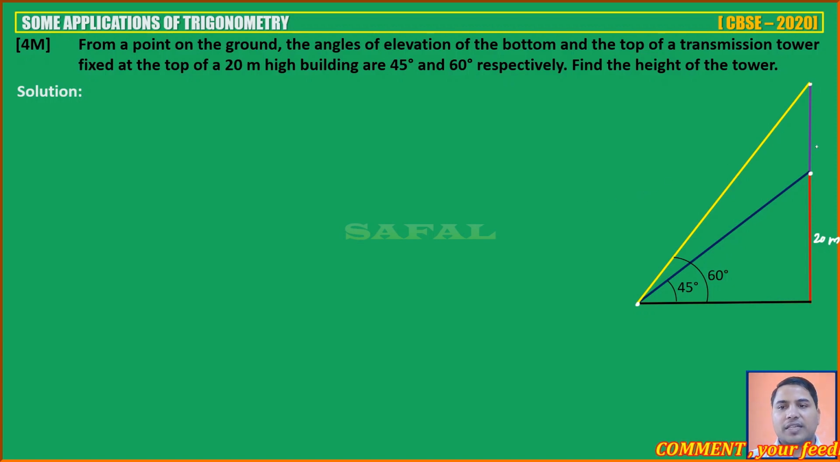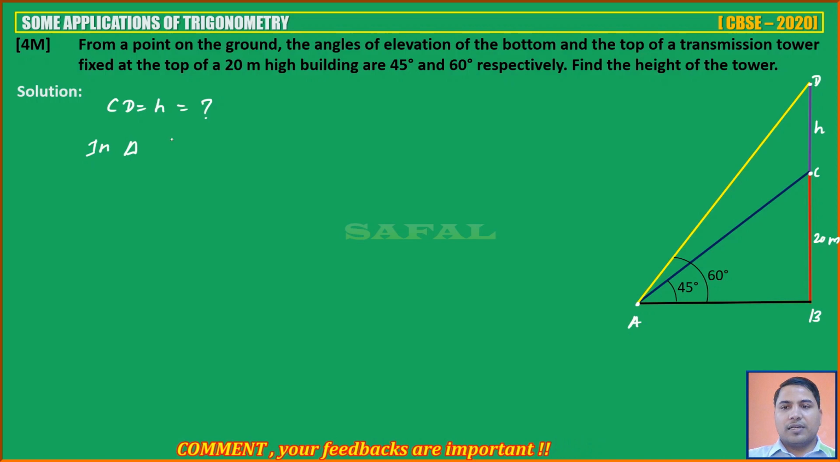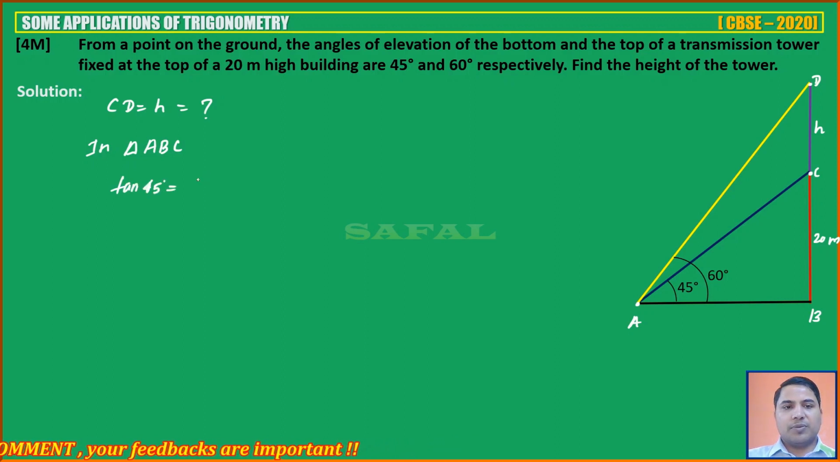So they are asking to find the height of the tower. This we are supposed to calculate. Let us assume it as H. Again I can name it like the earlier problem: A, B, C and D. I am supposed to find CD, and that we have taken as H. So in triangle ABC, I'll get tan 45 degree equals BC by AB.